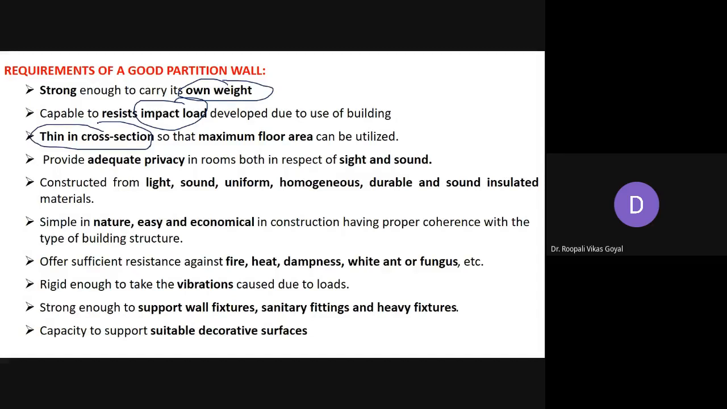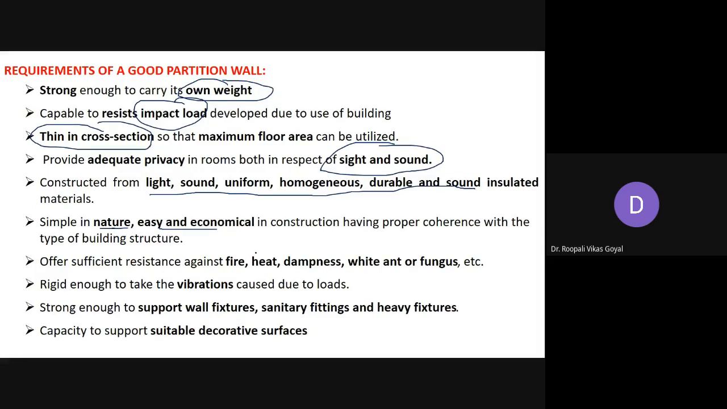And it should provide adequate homogeneous, durable and sound insulated material. It should be economical in construction, and it should have proper coherence with the type of building structure. Whatever the structure of your building type is, the wall should go with it. It should not look completely different.